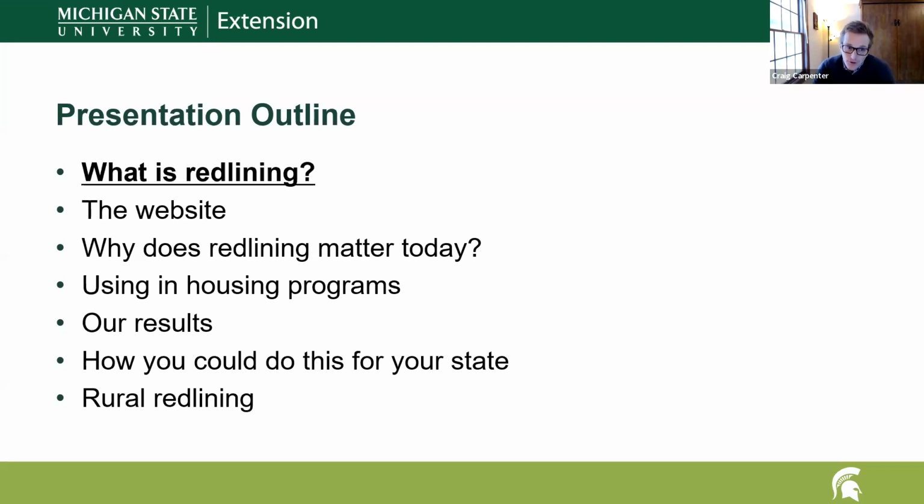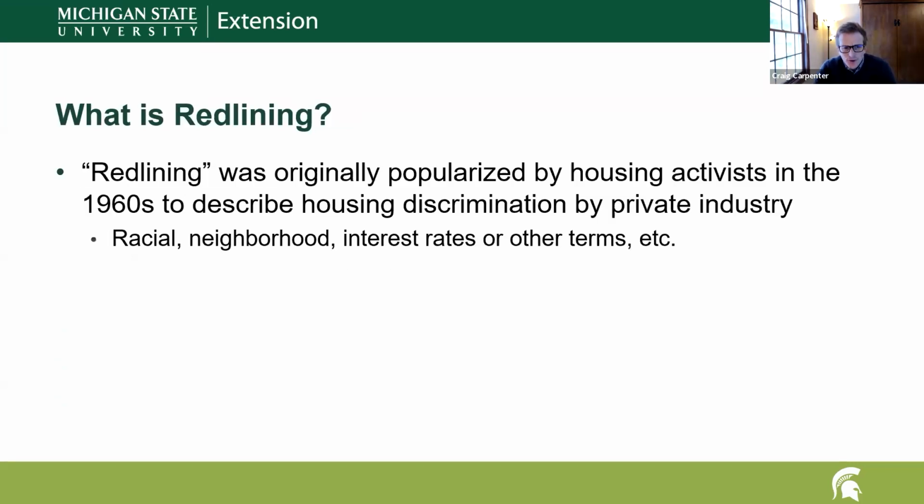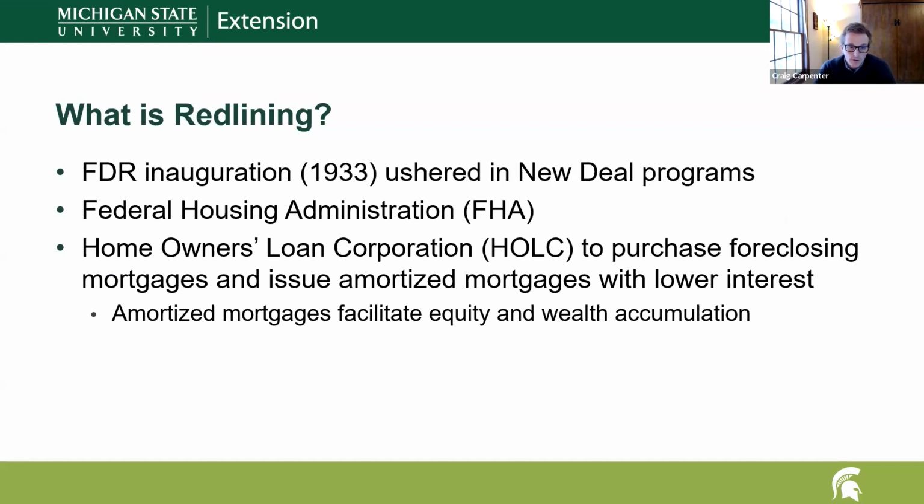But yeah, so stepping forward, what is redlining? Redlining was originally popularized in the 1960s by housing activists and equal rights activists, so before the Civil Rights Act, to describe housing discrimination by private industry. Typically this discrimination was racial, and it could be excluding whole neighborhoods or discriminating with interest rates or other mortgage terms for housing. But more recently, redlining has come to typically refer back to behavior by some of the New Deal programs and the redlining maps that people have come to see more.